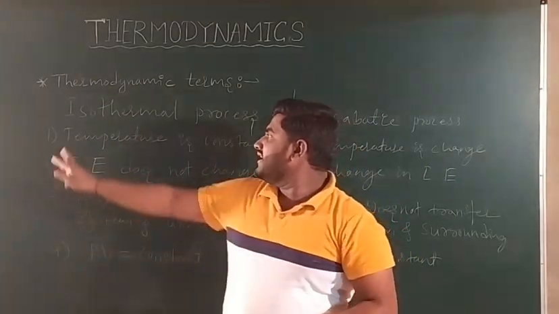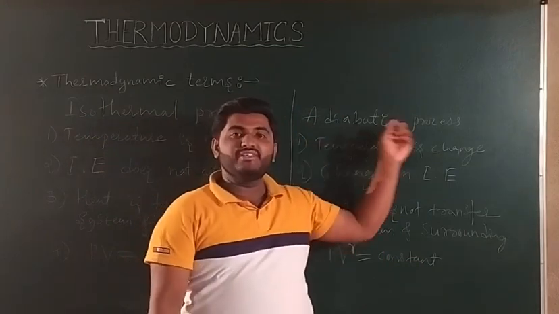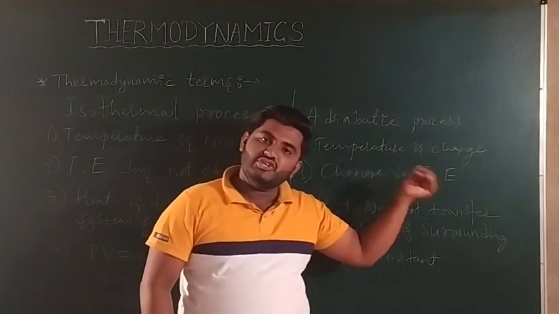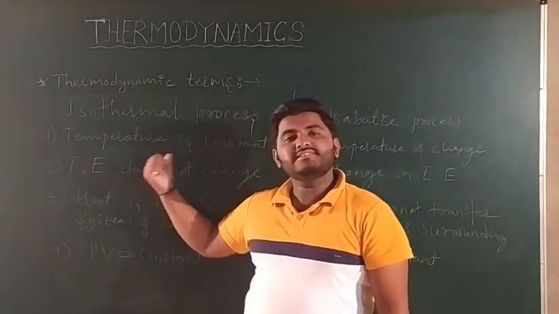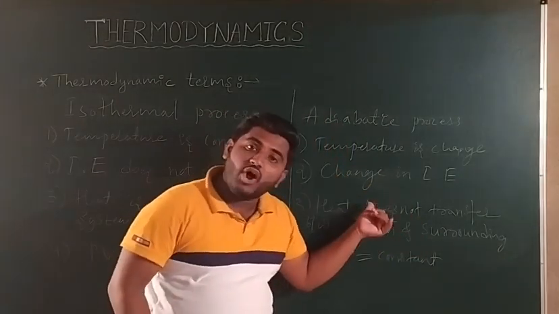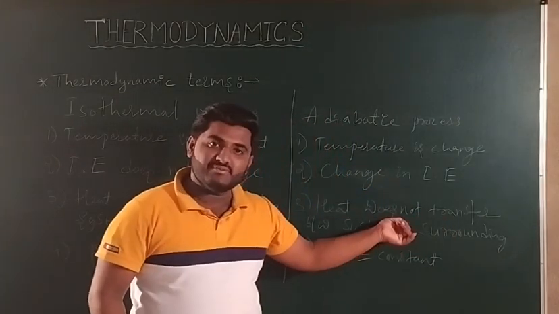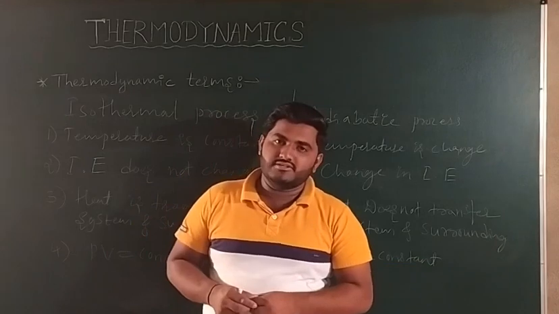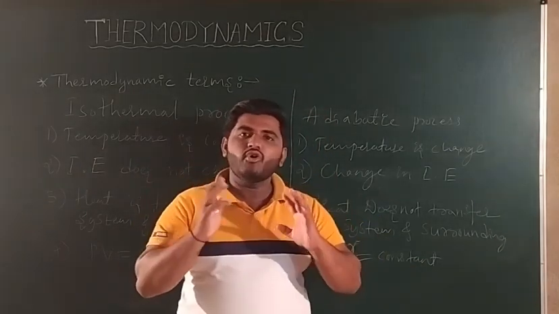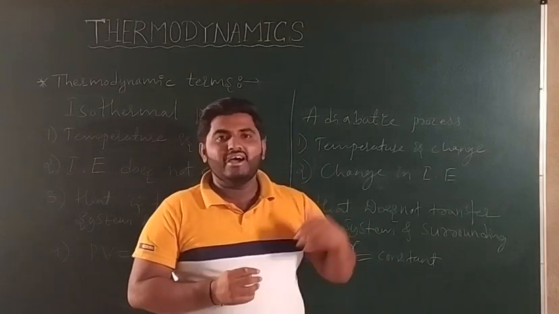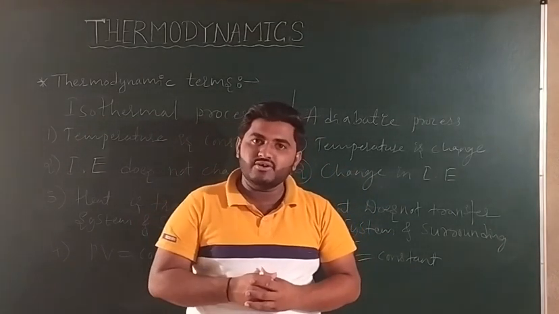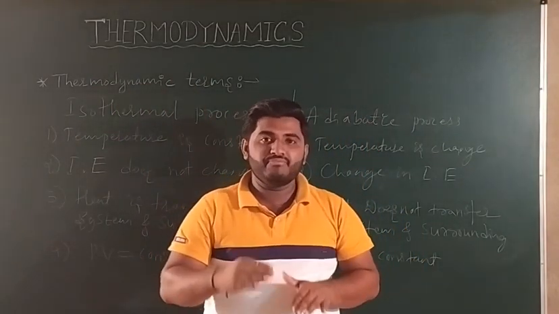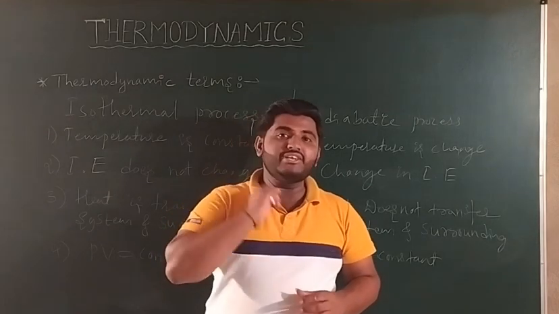What are the differences? Temperature is constant, versus temperature is not constant, it is changing. Internal energy does not change, versus internal energy changes during the process. Heat is transferred between system and surrounding, versus heat does not transfer between system and surrounding. PV is constant, versus PV raised to gamma is constant. These are the four differences between isothermal process and adiabatic process. I hope you understood. So this one is regarding thermodynamic terms. Here thermodynamic terms end. Now we will discuss internal energy.